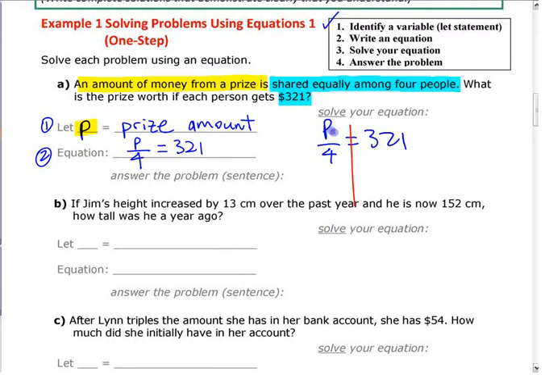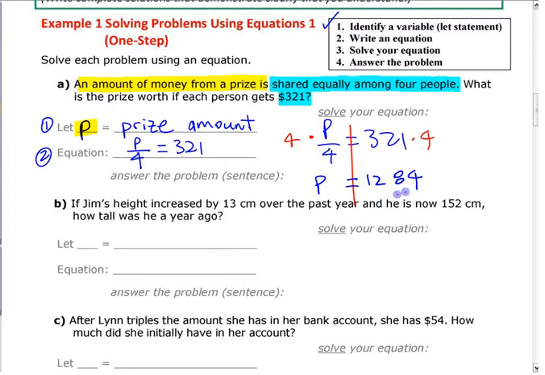If it says P divided by 4 here, how do you undo that? What do you do to both sides? Well, times it by 4, right? Times 4, times 4. And you end up with just P on this side, P equals something, 1284, something like that.